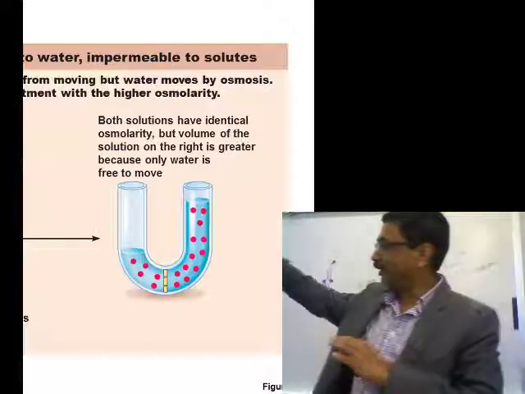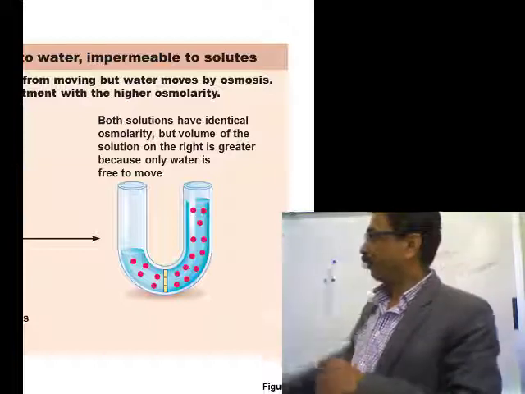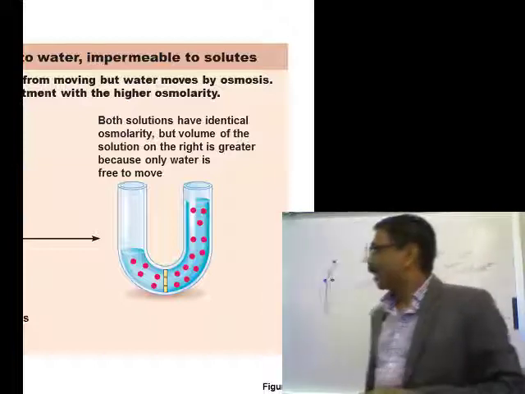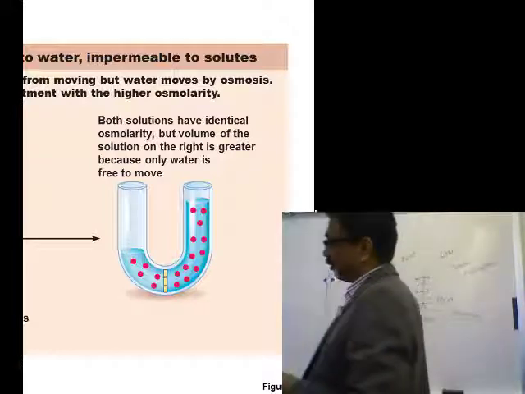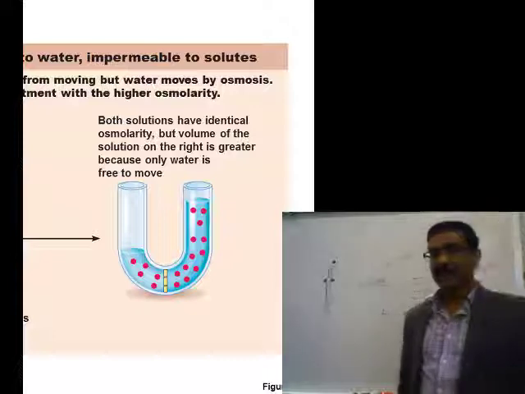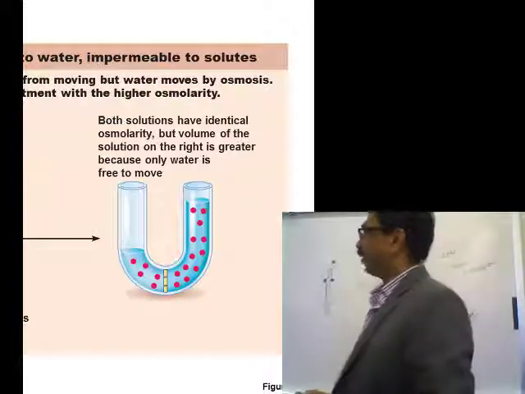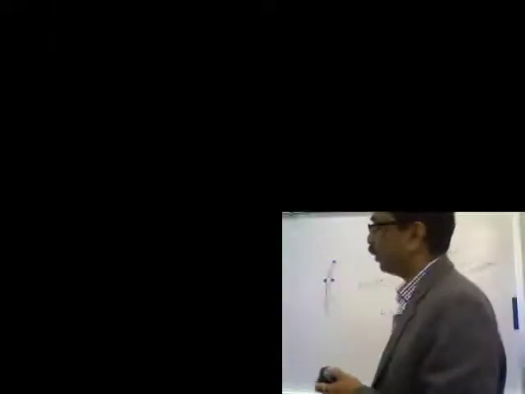So what will happen in this case? Since solid cannot move, only water will move from low to high. And the concentration will be same on both sides, but the volume will be higher in one side because water has moved from low to high. Okay, so here you only see osmosis.